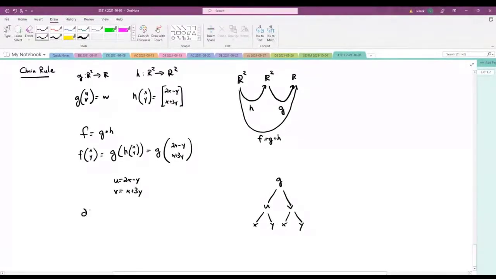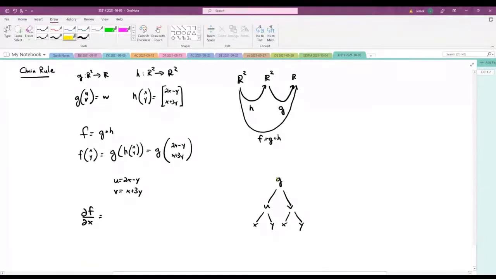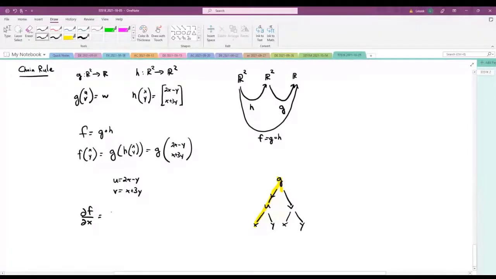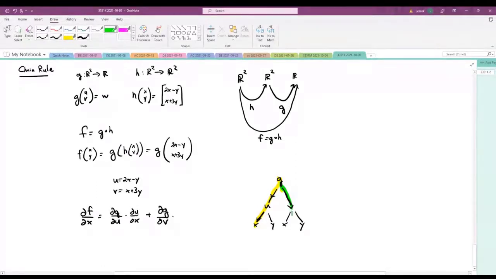So if I want to know the derivative of f with respect to x at a point, this is just a schema here. I see that I would have to go through g to get to x, and then through u and x. And then likewise, you can think of this as you go along the branch, it tells you to differentiate g with respect to u, and then times the derivative of u with respect to x, plus the derivative of g with respect to v times the derivative of v with respect to x.